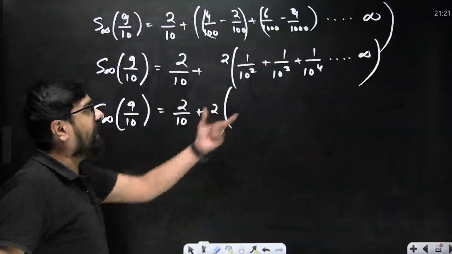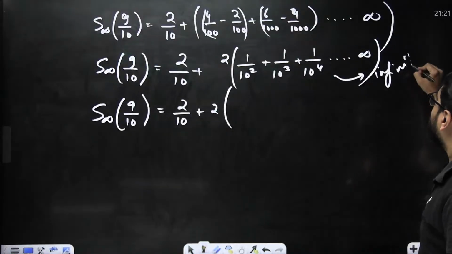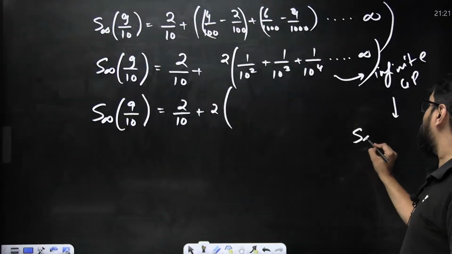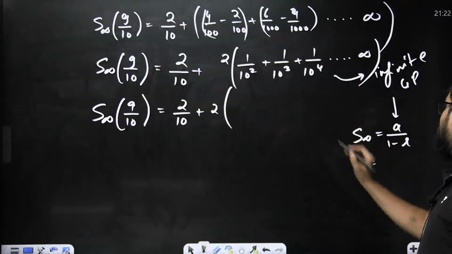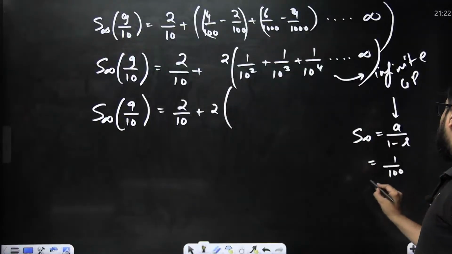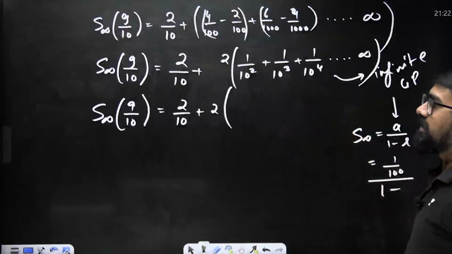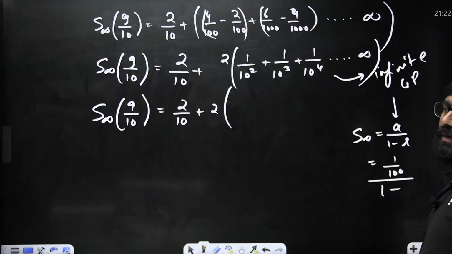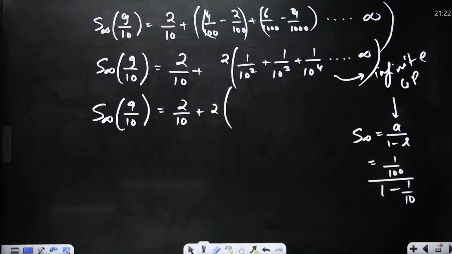infinite GP. This is an infinite GP, nothing else, right? And we know one thing about infinite GP: the sum to infinity for an infinite GP will be A upon 1 minus R. That means what is A? 1 by 100 is A, divided by 1 minus R. In this GP, R is 1 by 10, since 1 by 10 cube divided by 1 by 10 square is 1 by 10. So 1 minus 1 by 10. This is what we are going to have.